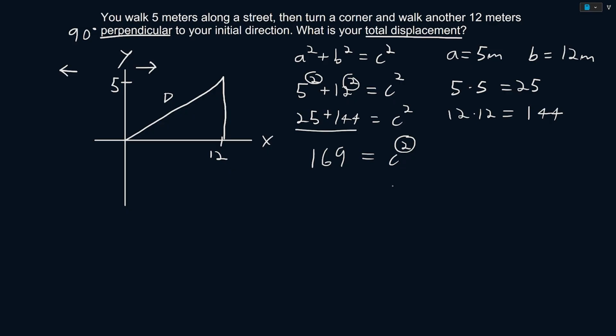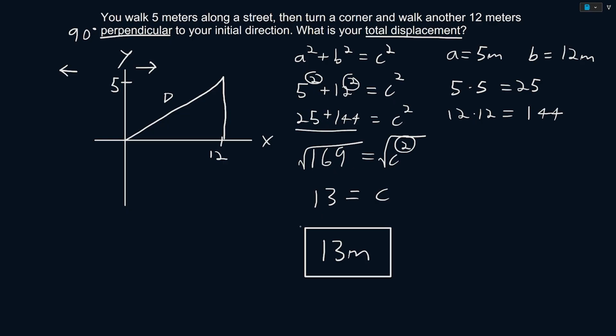In order to get rid of the square on our displacement, we must square root both sides of the equation. The square root of 169 is 13, and that is equal to the magnitude of our displacement. Our final answer for the total displacement is 13 meters, and there is no direction as our initial direction is unknown.